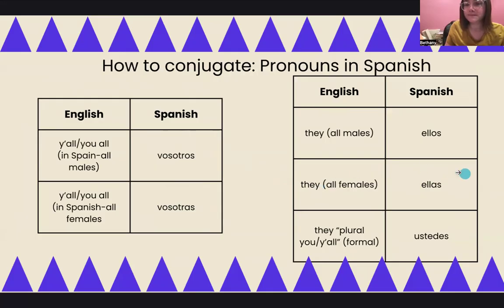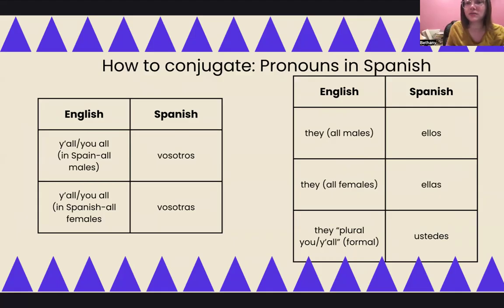And it follows that same O if it's a man group and A if it's a lady group. And now we're getting into they. If it's they, all males, and this does not include you because it's not we, they, all males, ellos. There's that y sound. It's not the English L sound. No, I don't want to hear that.